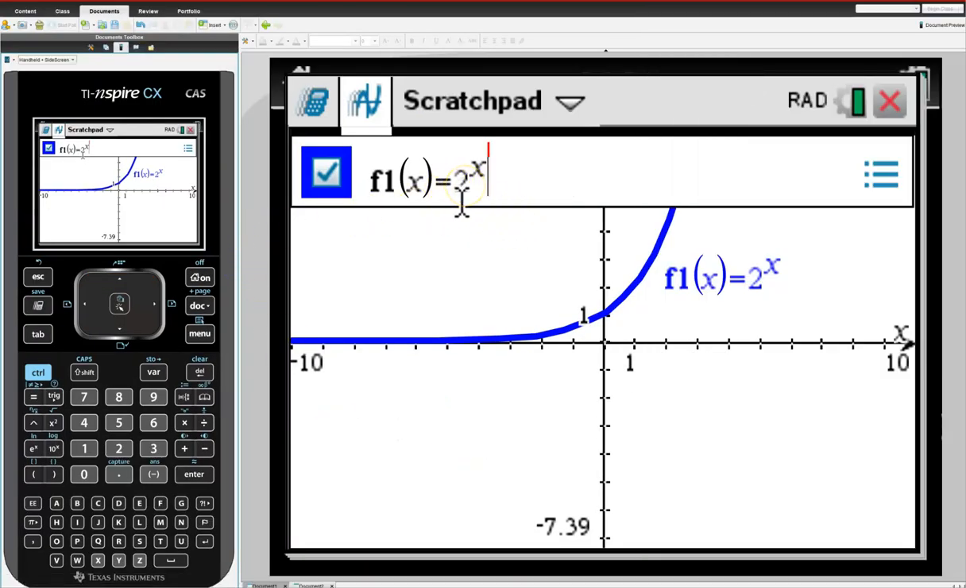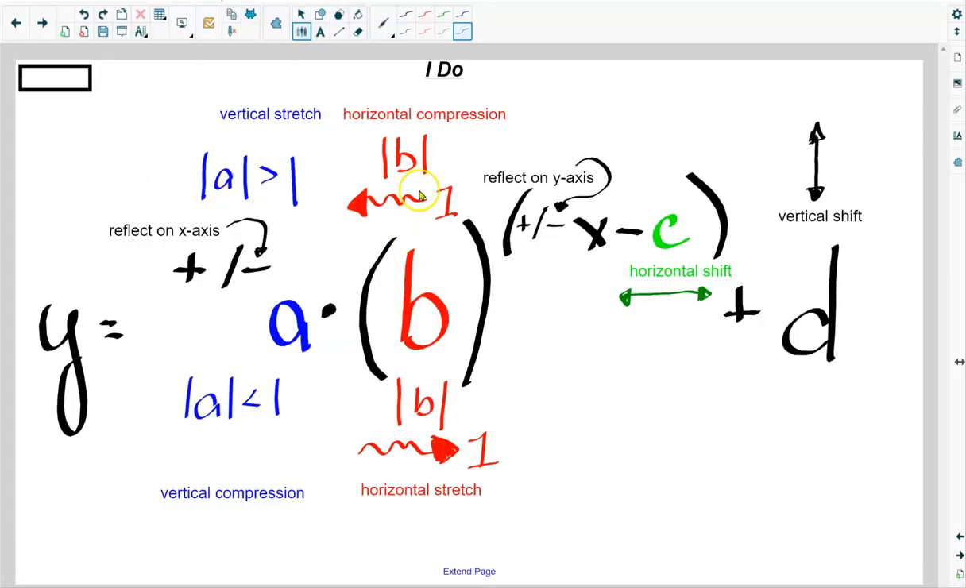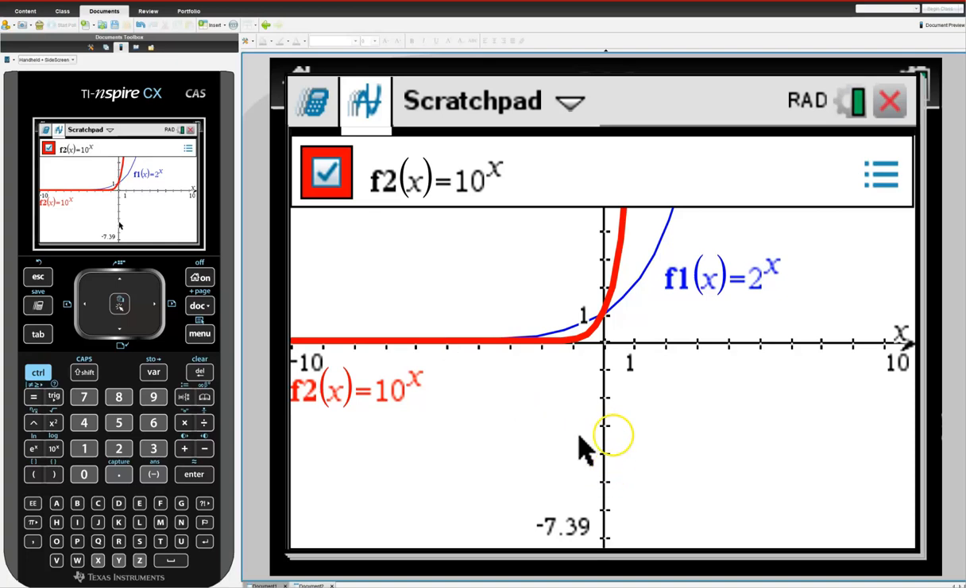Okay, so here's our parent function. Our base is 2. Now, let me go here. Now this is a 10, right? It's further from 2. So if we look at our notes, the further you go, there's a horizontal compression. So let's see if that actually happens. Okay. All right. So notice that horizontally we got compressed, because we've got a base of 10, which is further from 1.